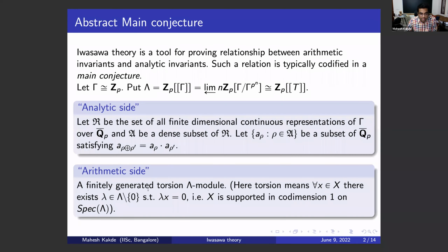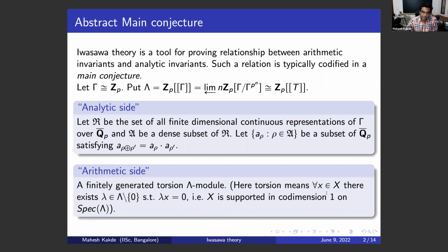So on the arithmetic side, you will have a finitely generated torsion Lambda module. So what does torsion mean? Torsion means that, the most down to earth explanation is, for every x in X, there is a non-zero divisor, of course Lambda here is an integral domain, but in general a non-zero divisor in Lambda, which annihilates X.